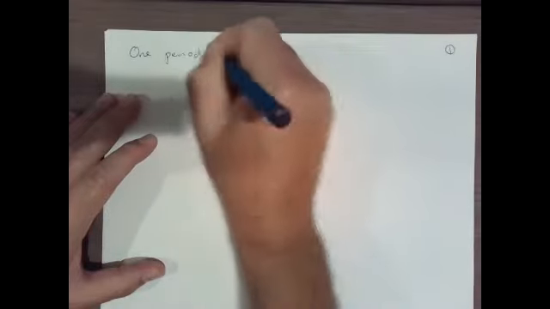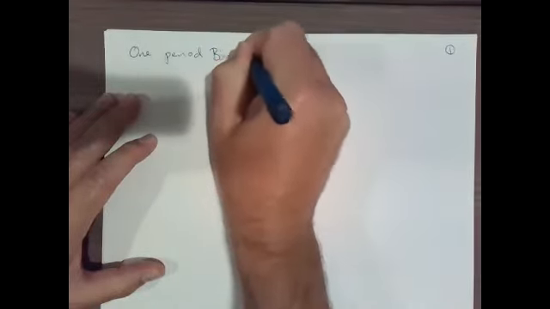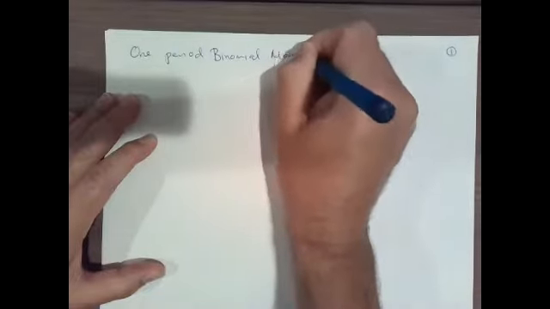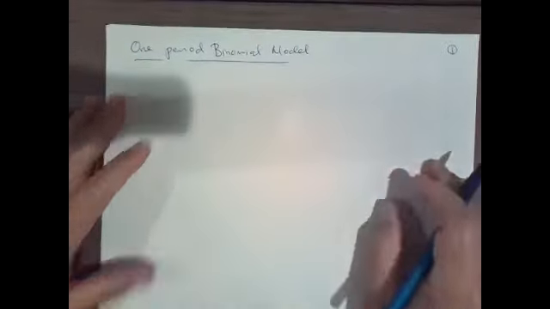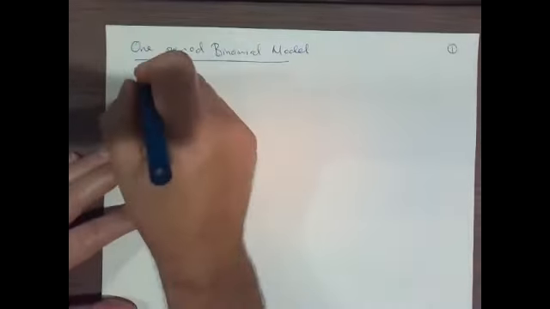Let's recall where we were. We're talking about a one-period binomial model. In the one-period binomial model, the input is this random variable psi.